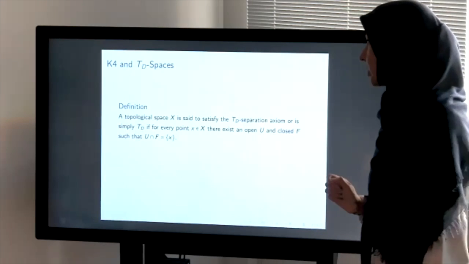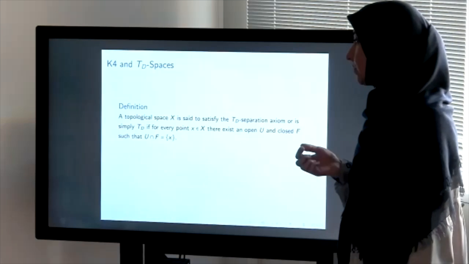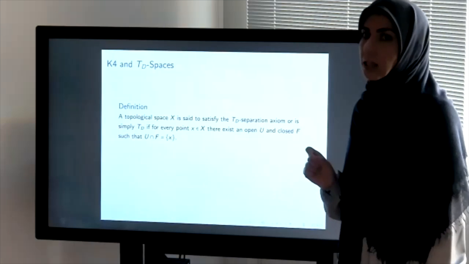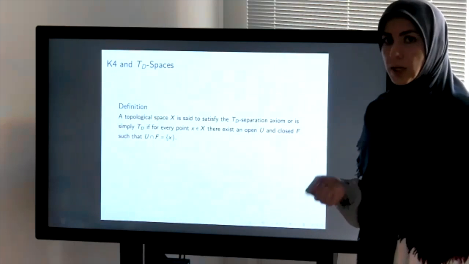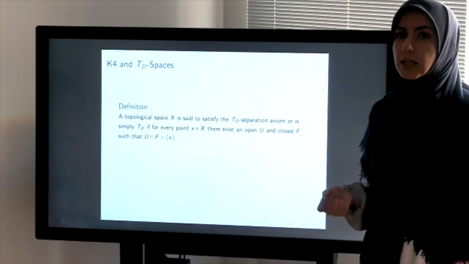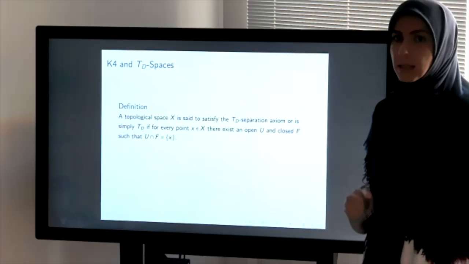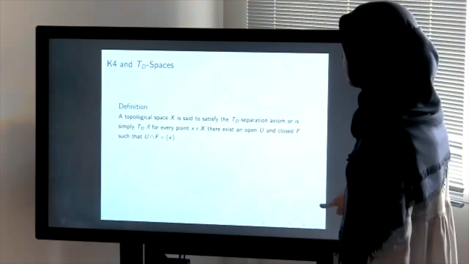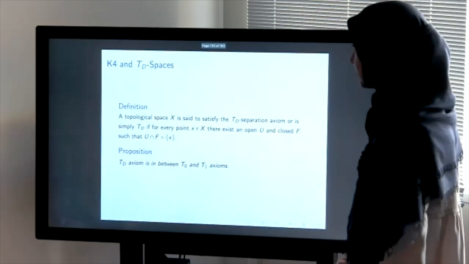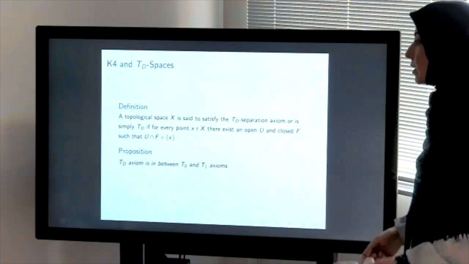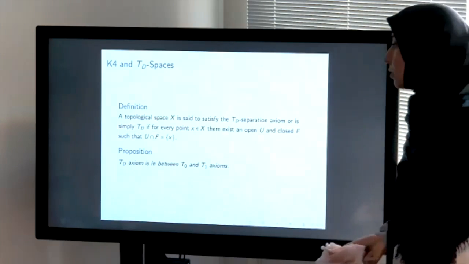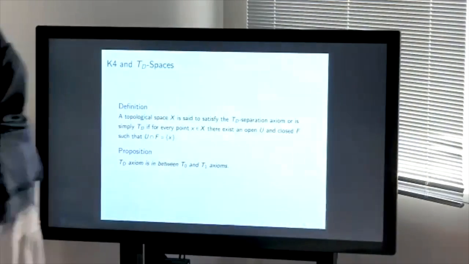So the TD separation axiom says that for any point x, there should be one open set U and one closed set F such that the singleton {x} is equal to the intersection of this open and this closed set. The axiom is in between T0 and T1.